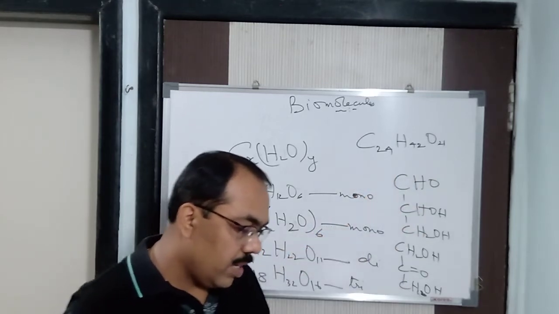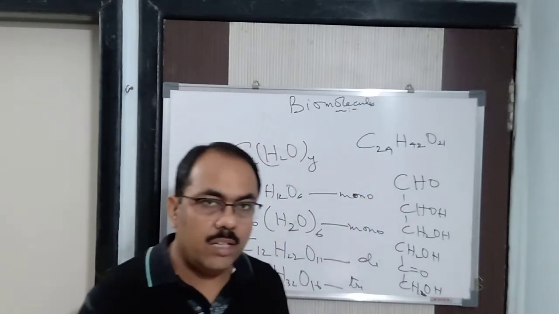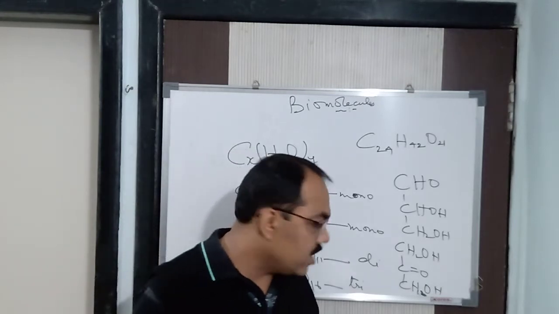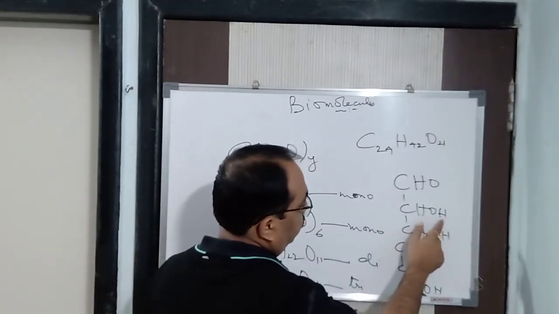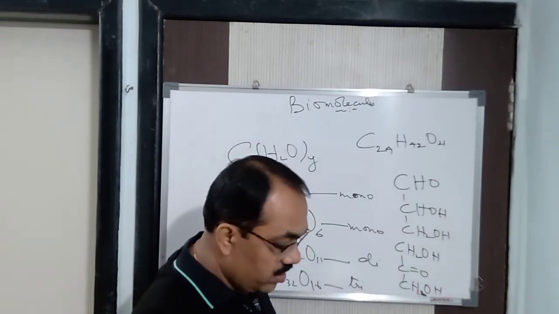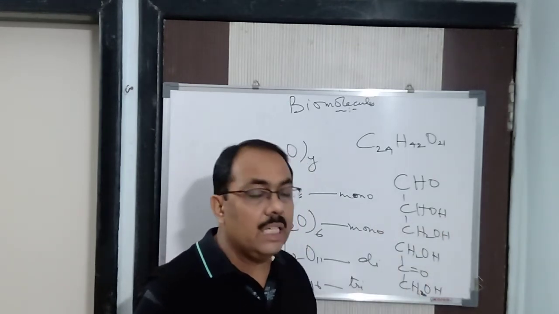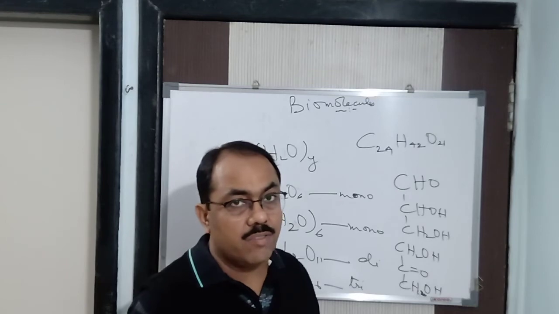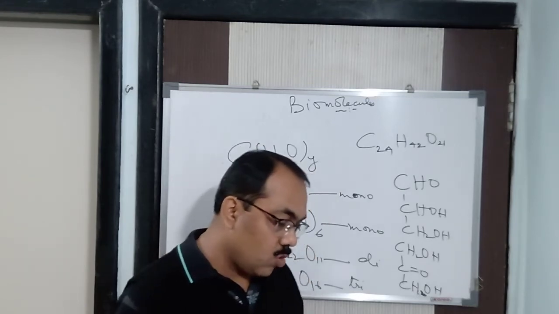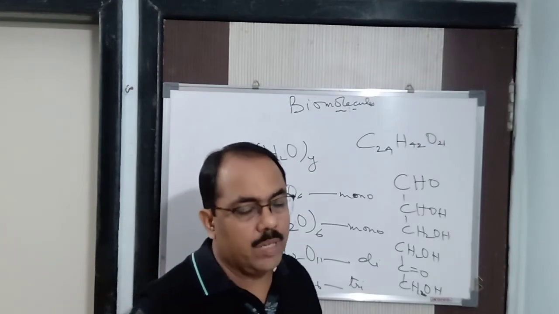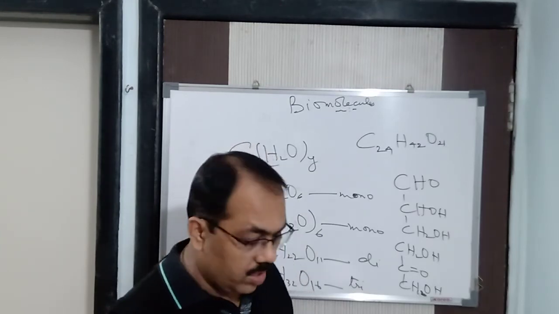Clear? In this way, if the OH is on the right side, it is said to be D-glyceraldehyde. This does not stand for dextro. No. Here D means the D family and L family. So it is not dextro, we can say that.